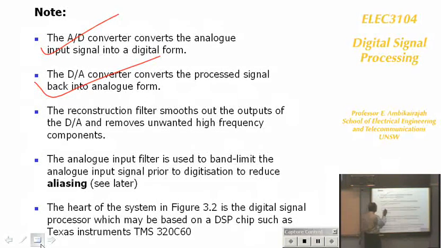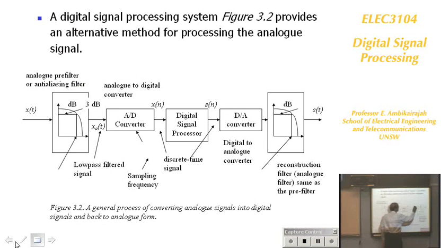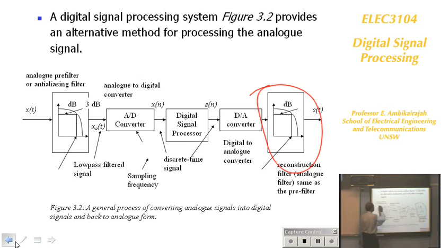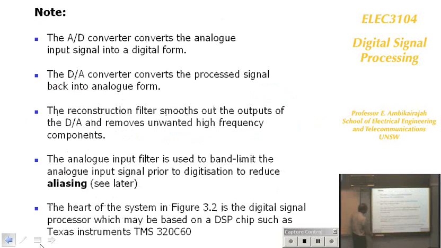The reconstruction filter, what is the reconstruction filter? Do you want to go back? This is the reconstruction filter. Same as this, this is into analog, then digital. This reconstruction filter smooths the output of the D to A converter and removes unwanted frequencies.